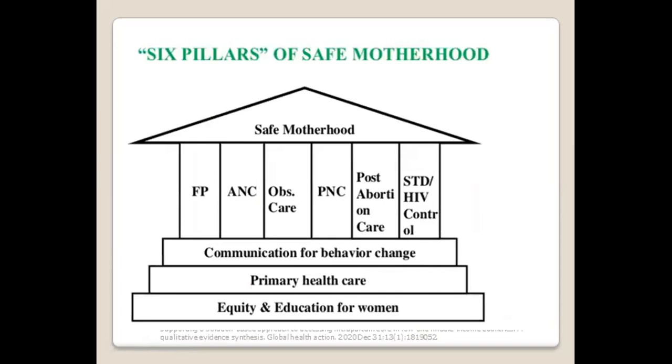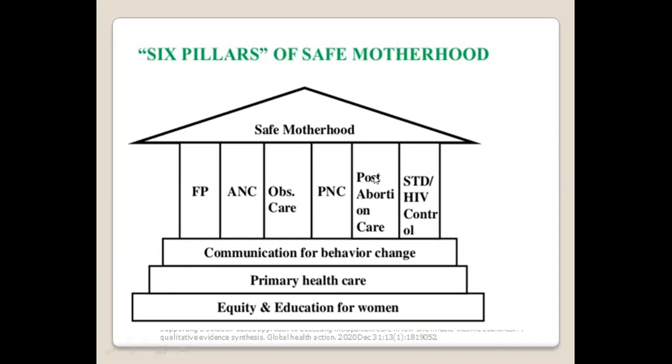Now, within the coming years, the pillars of safe motherhood have been converted into six pillars. Two more pillars have been added, and then it has become six pillars, which include family planning, antenatal care, obstetric care, and postnatal care. The two new pillars added are post-abortion care and STD, sexually transmitted disease, HIV control, which is further laid on communication for behavior change, which is also based on primary health care and equity or education for women.